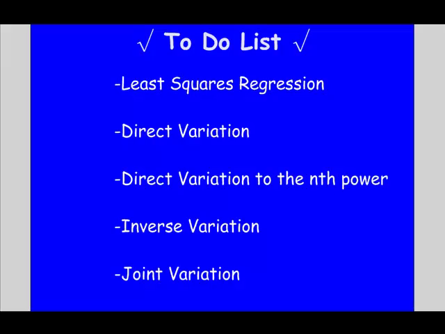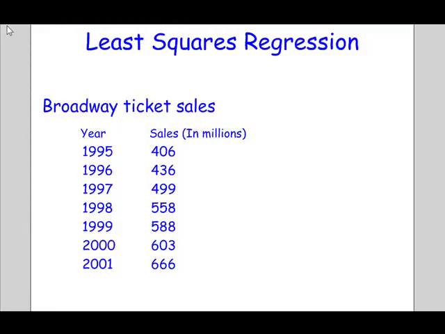Alrighty. So here's our to-do list. Least squares regression, direct variation to the nth power, inverse variation, and joint variation. So, first thing, and this is what I think we're going to be doing our group project on, is called least squares regression. So if we're given a set of data, not just an equation that represents data, but just data. So this is the way things work in the real world, right?